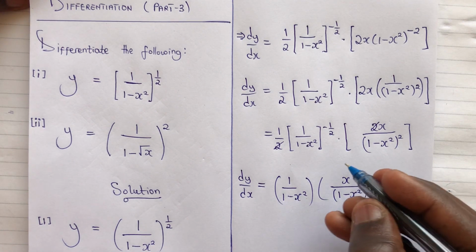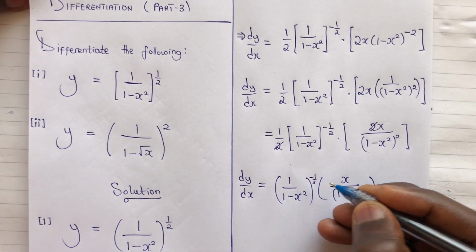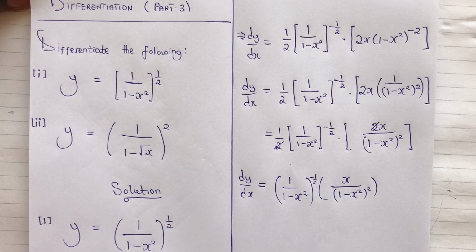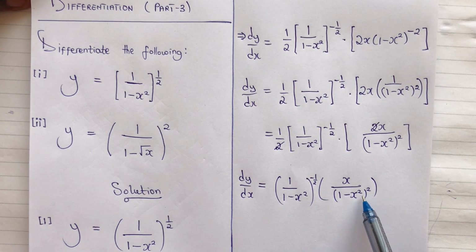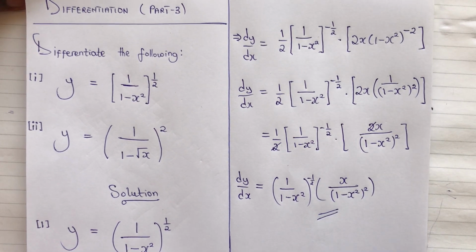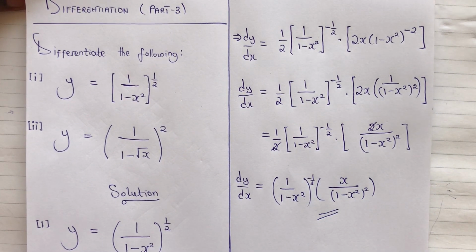Alright, so I nearly missed this. There is negative 1 over 2 here. So this is the final result, okay? 1 over 1 minus x squared, to the negative 1 over 2, times x over what? This. So we can leave our answer here. There's no need for you to break this down again.